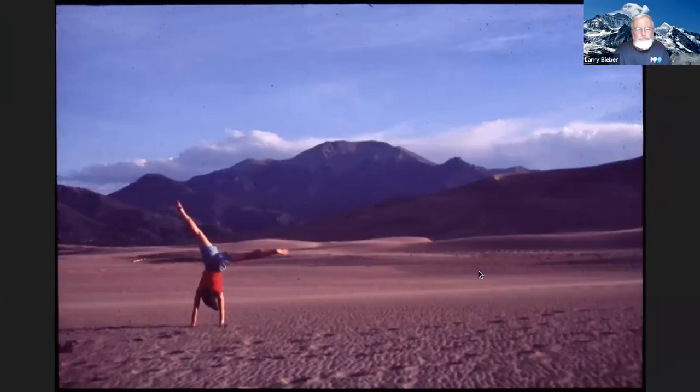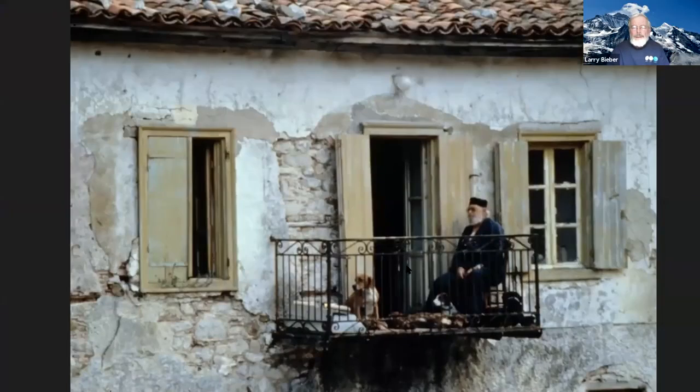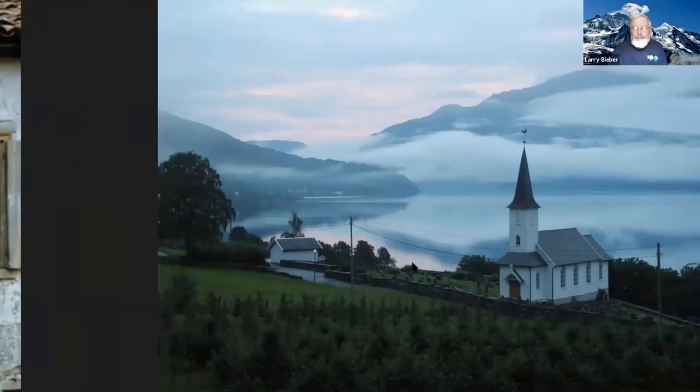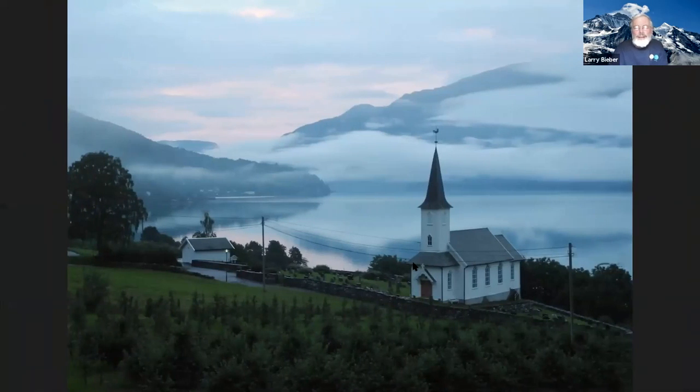This is my daughter at Great Sand Dunes Park in Colorado, just feeling frisky. But again, the rule of thirds, you can see how that shows up. A picture in Greece of a monk sitting there with his dogs. And sometimes fairly simple scenes. This is a church in Iceland at the sunset, just lightening the sky a little bit.